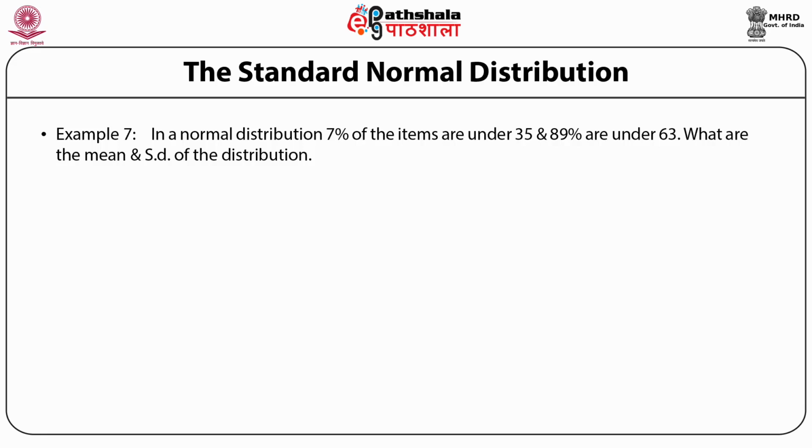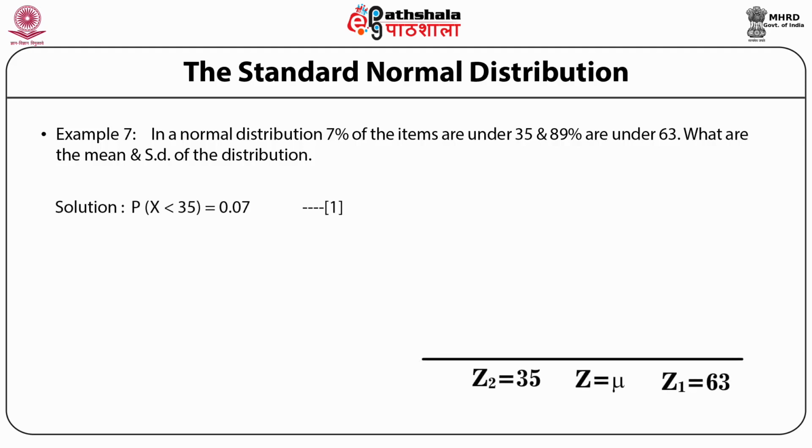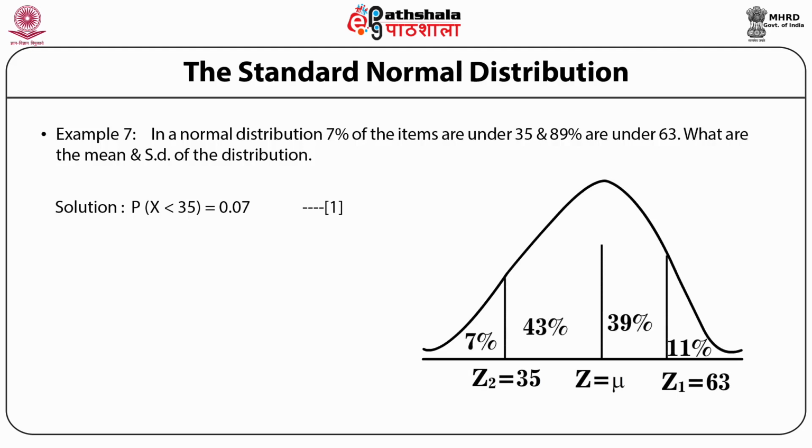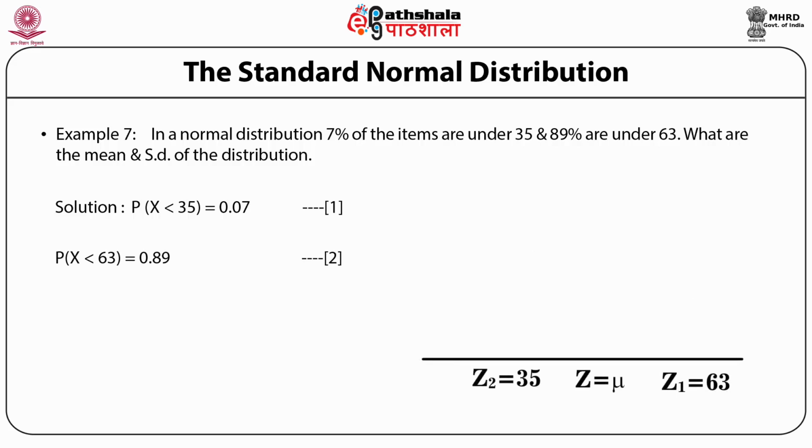And 89% are under 63. What are the mean and standard deviation of the distribution? This is a peculiar type of example. Probability x is less than 35 is because 7% of the items, so we will write down 0.07. Then 89% are under 63, so x less than 63 is equal to 89%, so we will write down 0.89.